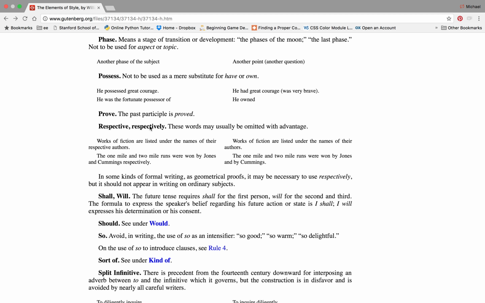Phase means a stage of transition or development. The phases of the moon, the last phase. It is not to be used for aspect or topic. Another phase of the subject, nope, bad. Another point, another question, good.